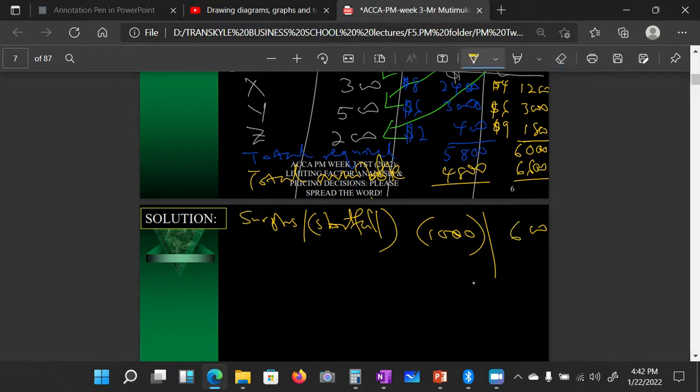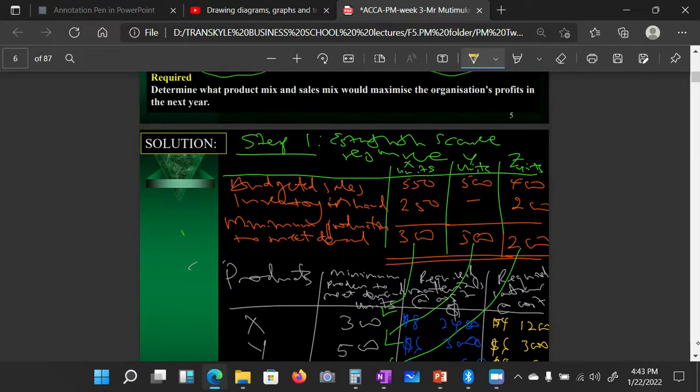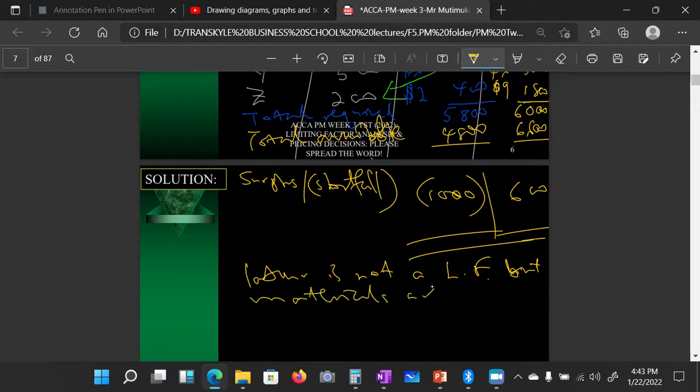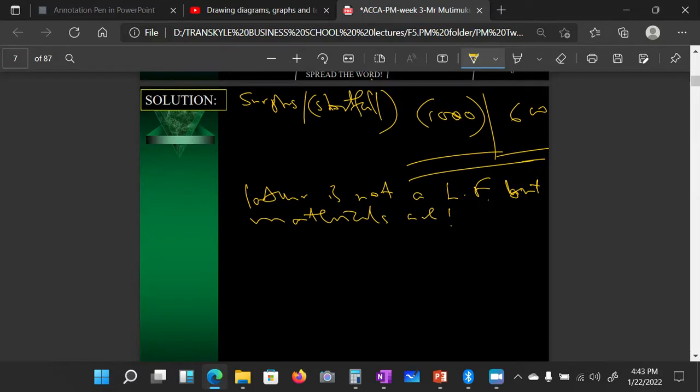I'm sorry. Okay. This is our arithmetic for step number 1. So what does it mean? It means that labor is not a limiting factor, but materials are. So what do we do then? We then have to go to step number 2.